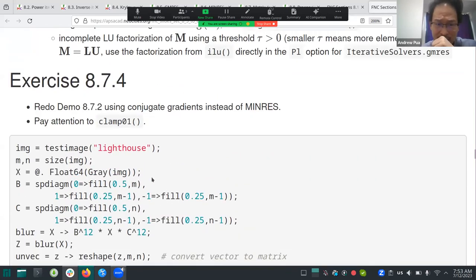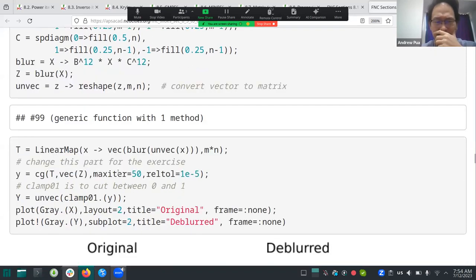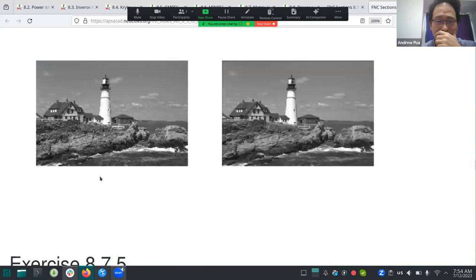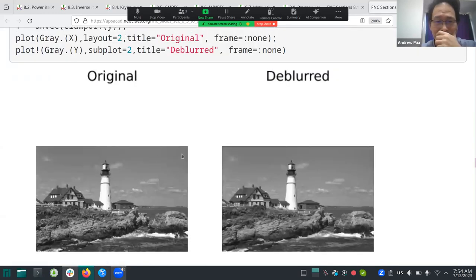Aside from that, I just want to point out a couple of things from the exercises, in the blurring exercise. There's a command that jumps out of nowhere, and if you encounter it, you have to look it up. Basically, this clamp01 is a cutoff, some sort of hard thresholding. So if you have an entry of a matrix, make sure that it's between 0 and 1, something to that effect. You could have a look into this exercise to know more about it. It's actually quite a cool example where you're doing this de-blurring kind of stuff.